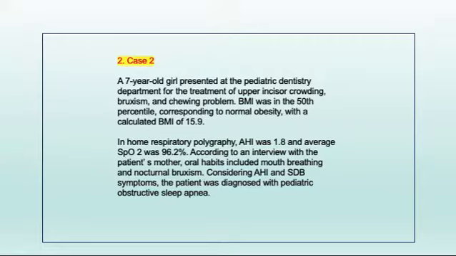In home respiratory polygraphy, AHI was 1.8 and average SpO2 was 96.2%. According to an interview with the patient's mother, habits included mouth breathing and nocturnal bruxism. Considering the AHI and STB symptoms, the patient was diagnosed with pediatric obstructive sleep apnea.